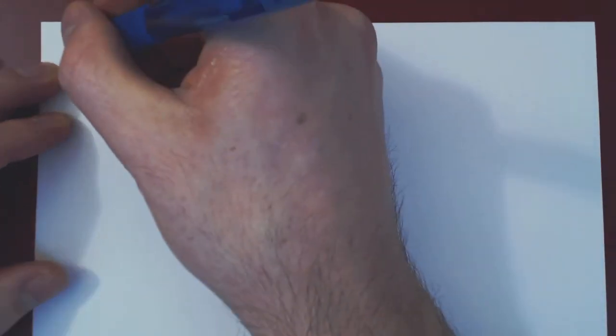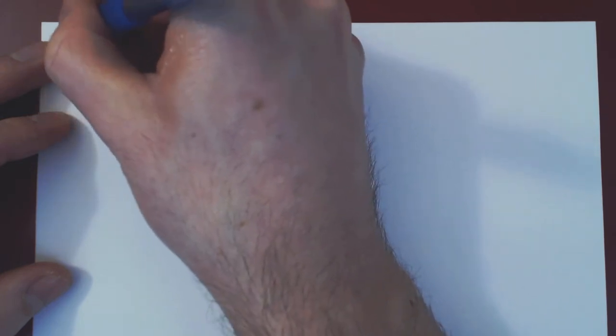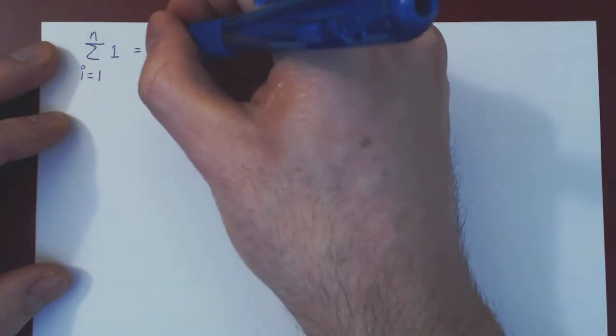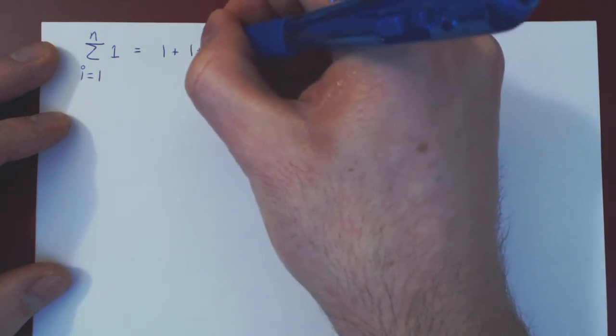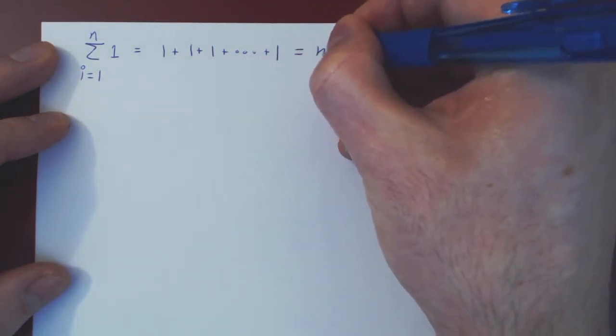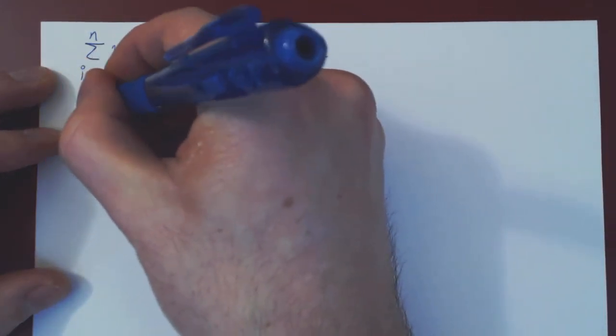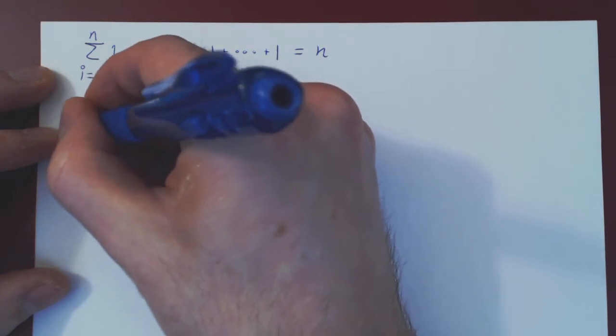Okay, and I'll put a summary box here. What we have so far: if you sum 1, i going from 1 to n, this is simply adding up 1 n times, and all you get is of course n. Kind of boring. Second sum, the one we've just derived, this one is interesting.